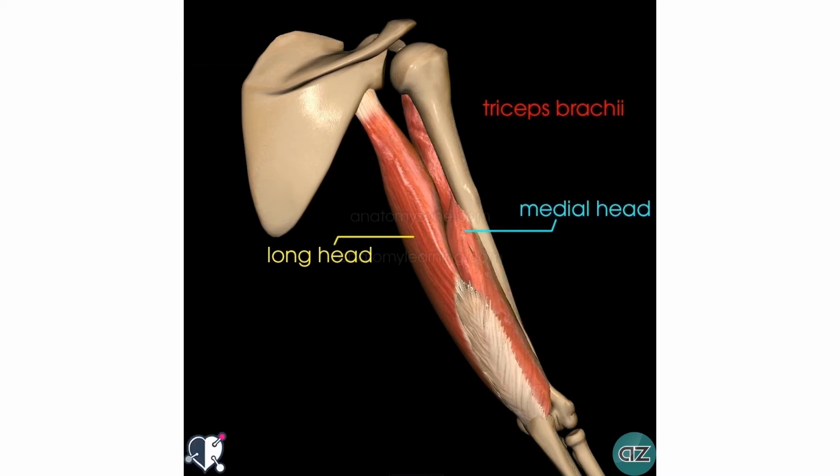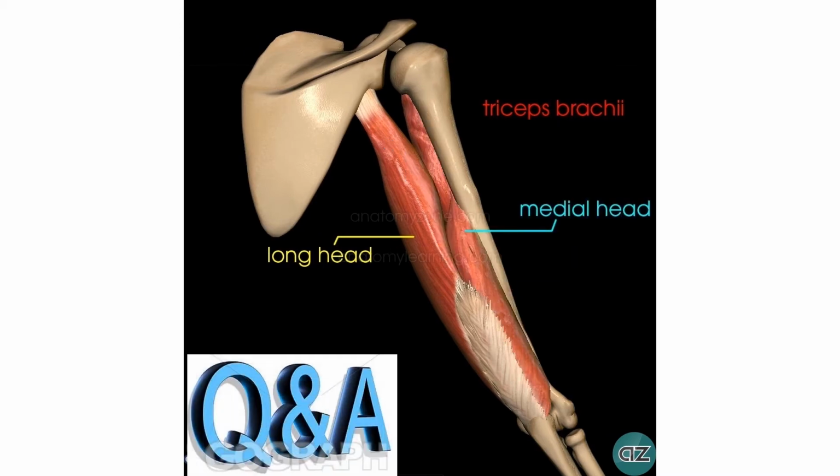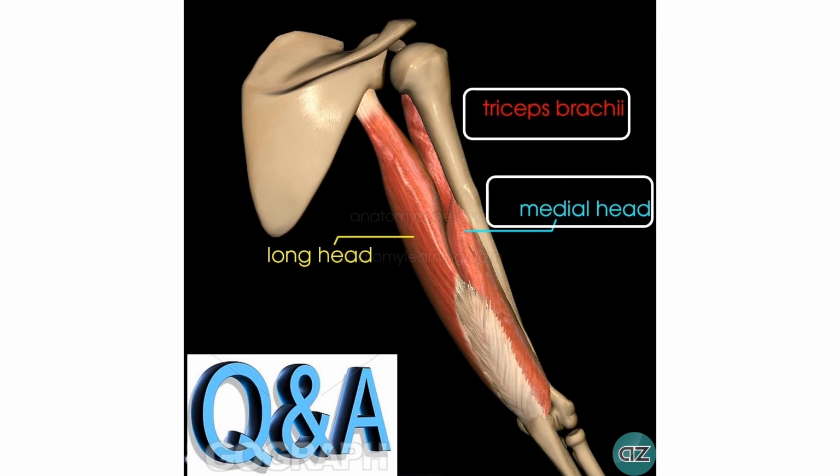Question: what is this view? This is a posterior view of the arm. What can I see in this view? I can see triceps brachii. I can see the medial head, and now I am seeing it for the first time because the lateral head has been removed.